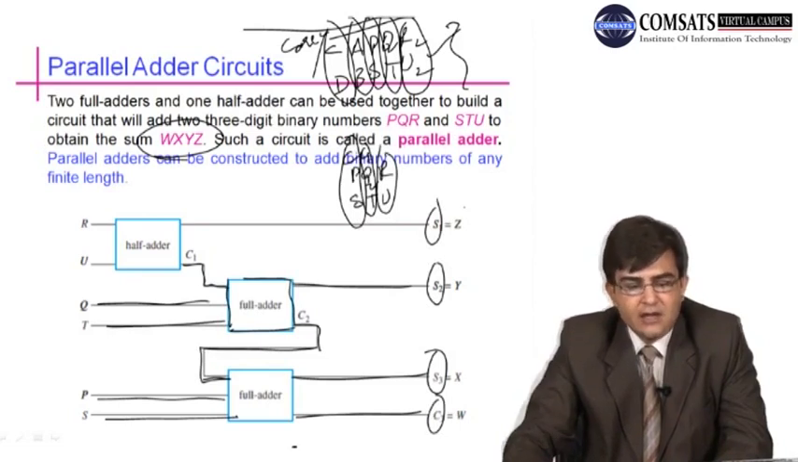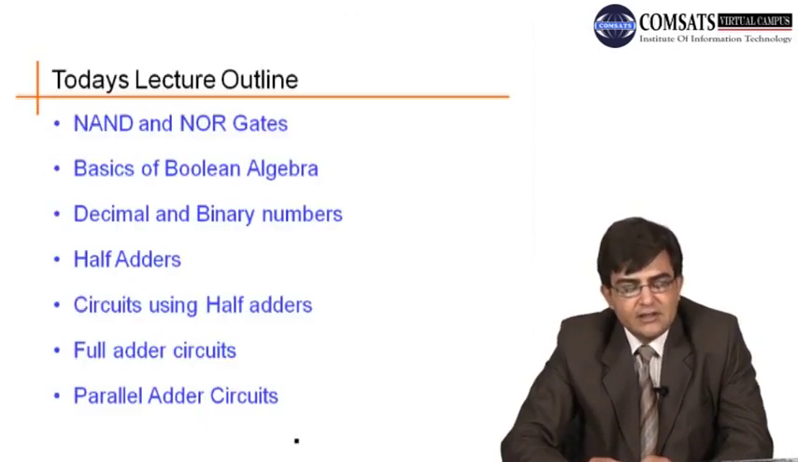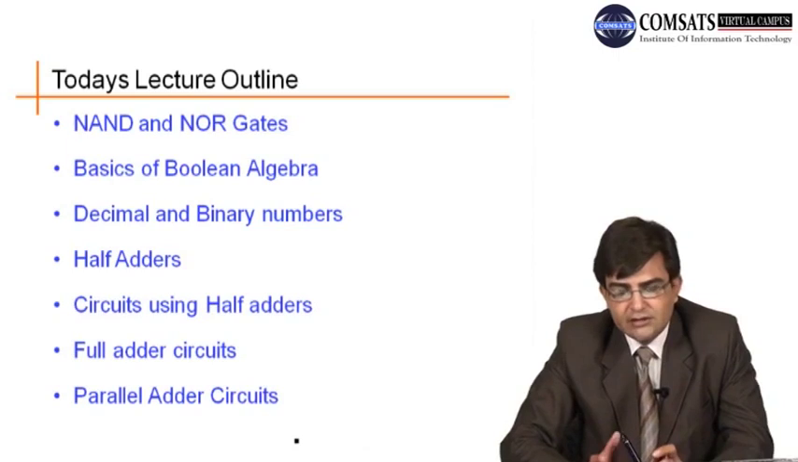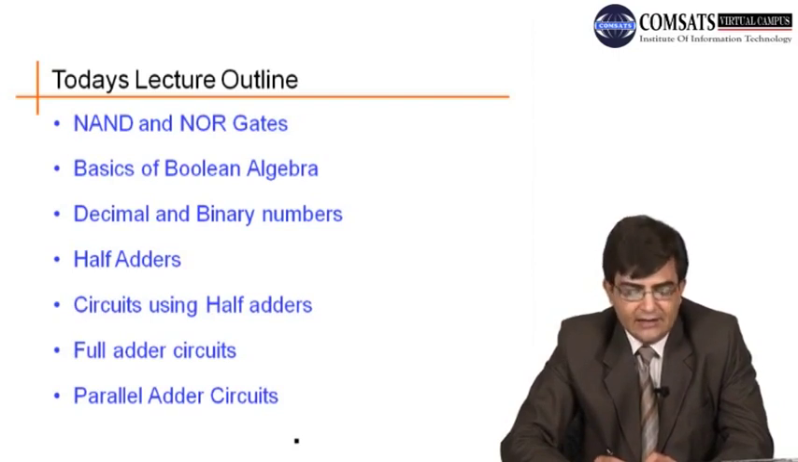We stop here. In today's lecture, we have discussed equivalent circuits and how to reduce circuits into simple circuits. We have also discussed NAND and NOR gates, basics of Boolean algebra, how to add two binary digits, and how to convert binary into decimal and decimal into binary. We have also discussed half adder and full adder circuits, and how to add two binary numbers of any length by using parallel adder circuits.